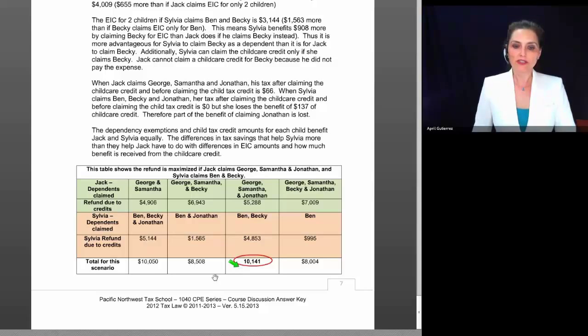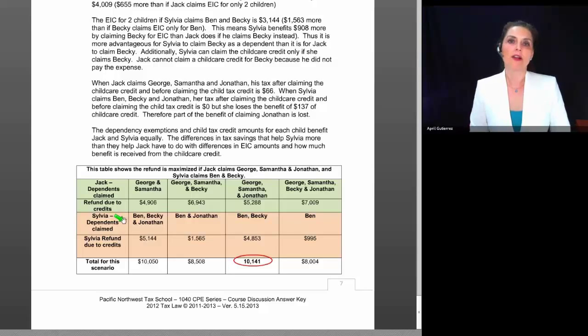$10,141. Close to that, but still a little bit less, $90 less roughly, is when we give George and Samantha to Jack and give Ben, Becky, and Jonathan to Sylvia. So Jonathan's kind of a swing one. Whoever claims him, there's a minor benefit associated with it, but it's a few bucks to the advantage to give Jonathan to Jack over giving him to Sylvia. But when it comes to Becky, it is far better for this family to put Becky with Sylvia than it is to put Becky with Jack. So that concludes our class called Federal Credits for Families with Children.